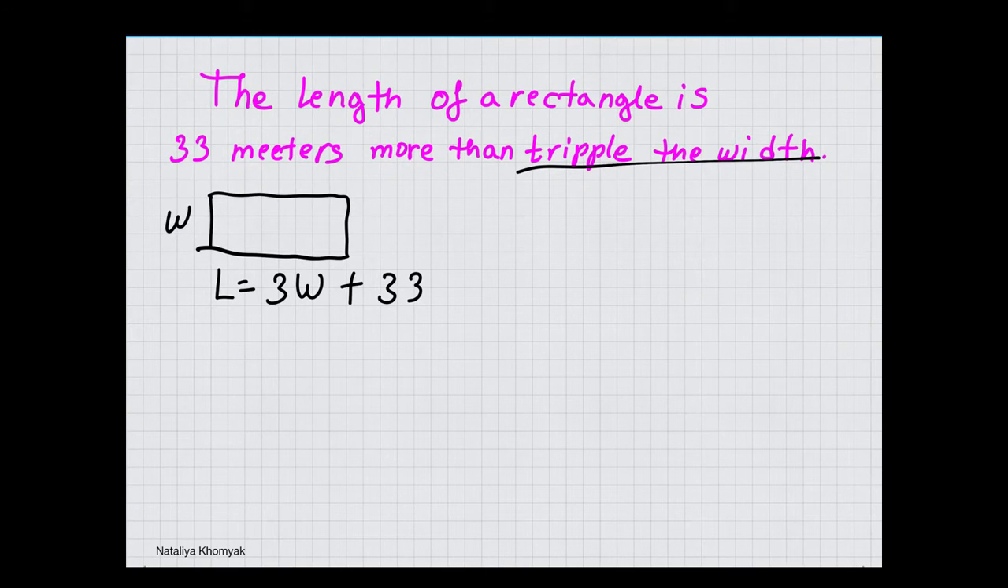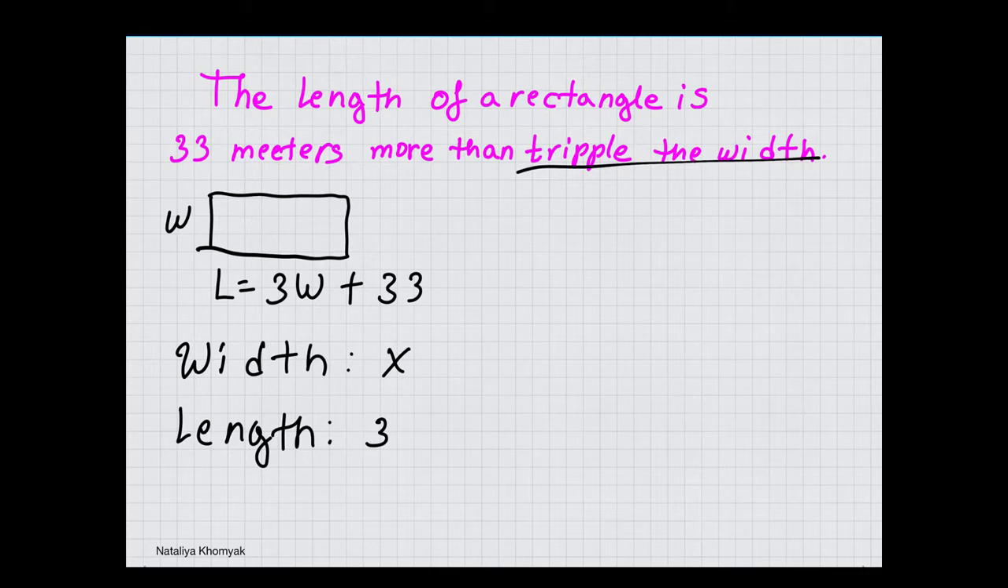Now our algebraic expressions for width and length: since the length is dependent on what the width is, the variable will be assigned to the width. Now length will be 3 times what the width is, which is x, plus 33.